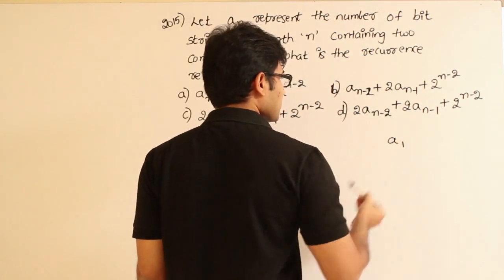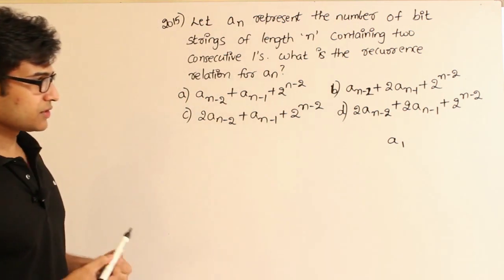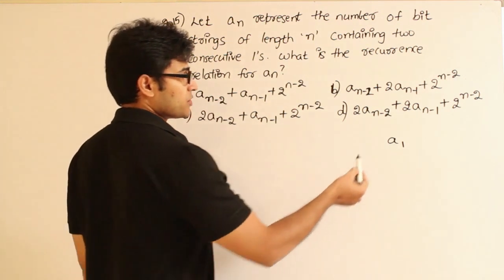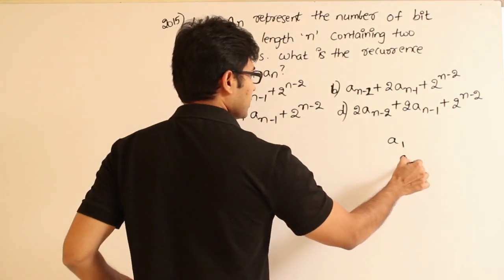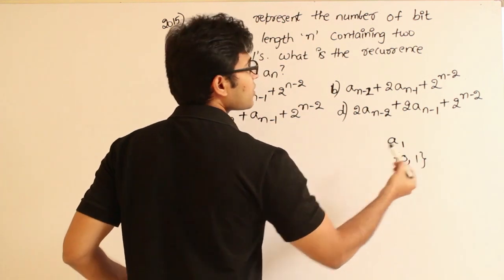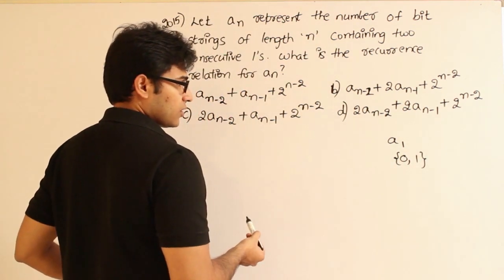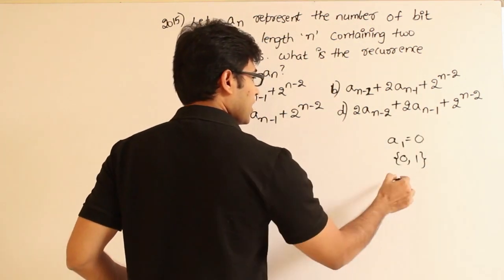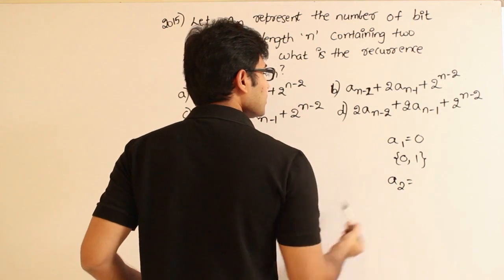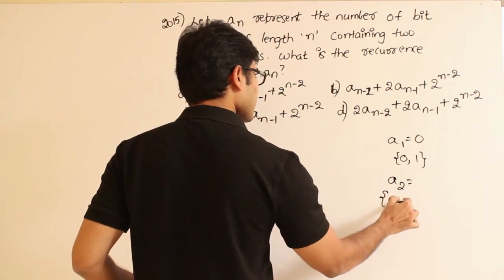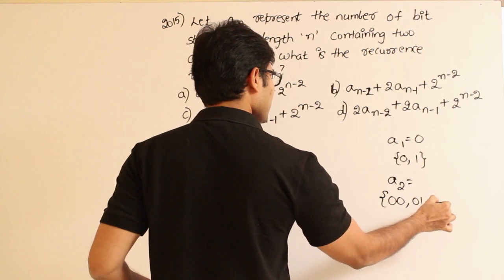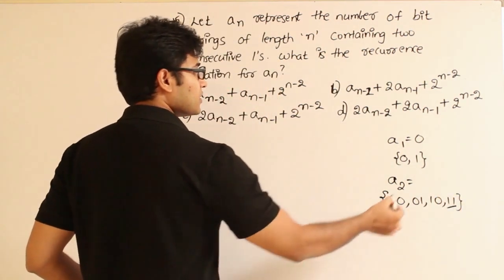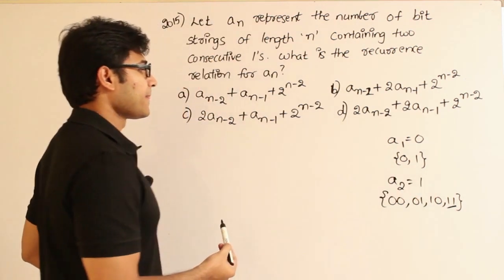What is the set of all strings of length 1 in which two consecutive ones will be there? Only two strings are possible with a1, right? What are they? 0 and 1. The strings of length 1 are these, and in both of them you cannot have two consecutive ones because the length itself is 1, therefore a1 is 0. And what about a2? a2 is the set of all strings of length 2: 00, 01, 10, 11, and only 11 has two consecutive ones, so a2 is 1.